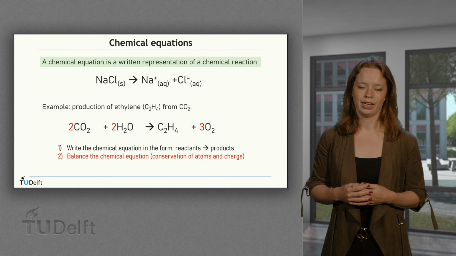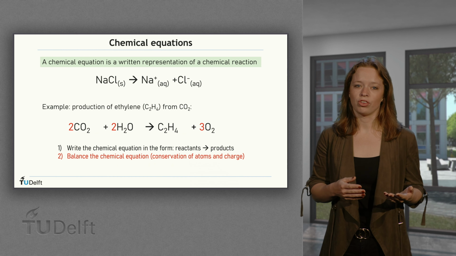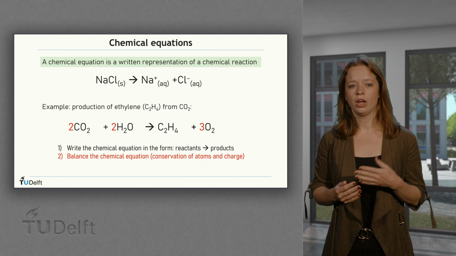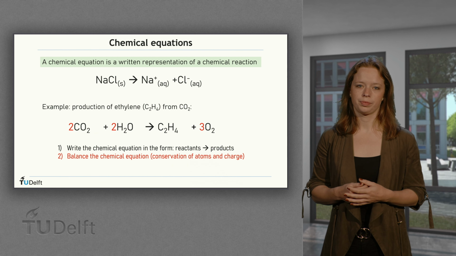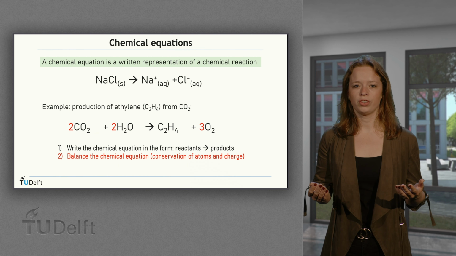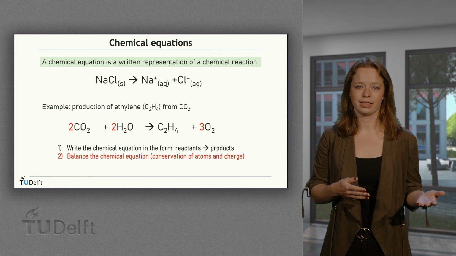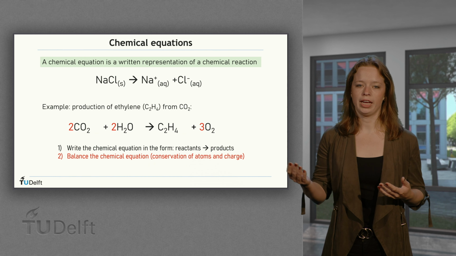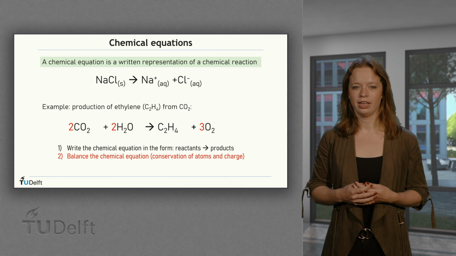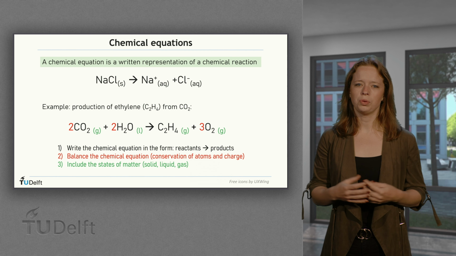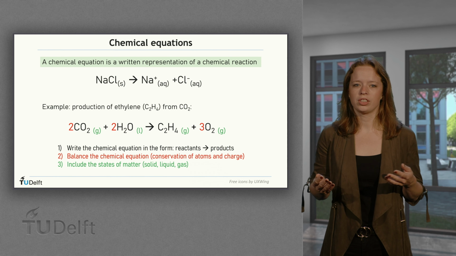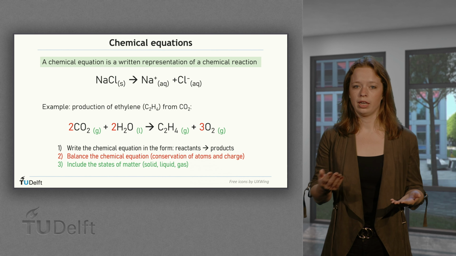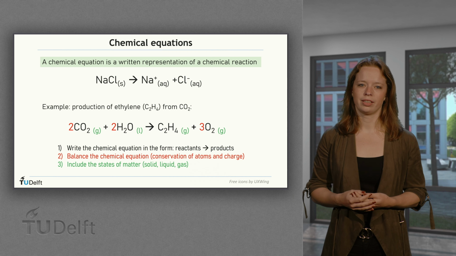Because ethylene, the product, has 2 carbon atoms, there also need to be 2 carbon atoms on the side of the reactants. That means that, in this reaction, 2 carbon dioxide molecules need to react with 2 water molecules to form the required ethylene. Counting up the total number of oxygen atoms at the reactant side yields 6. So we balance the equation by having 3 oxygen molecules being produced at the product side. And finally, don't forget to include the states of matter. In other words, were the molecules that were reacting or being produced in the solid, liquid, aqueous, or gas phase.